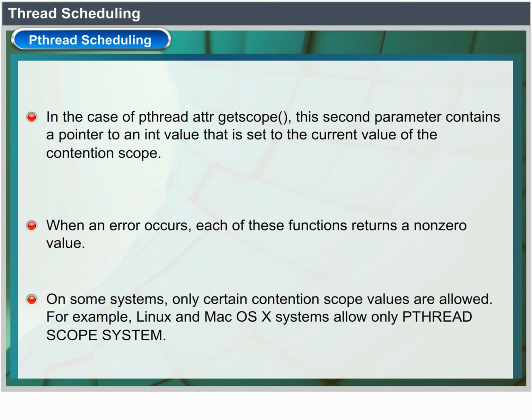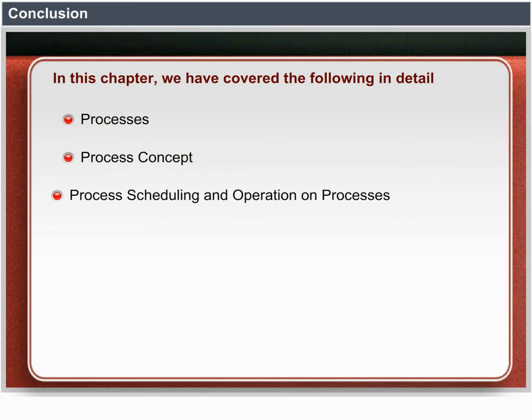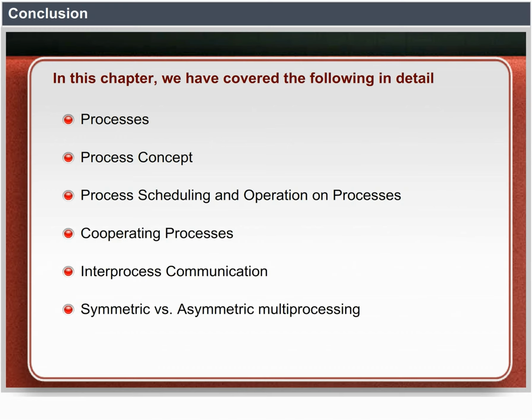Conclusion. In this chapter, we have covered the following in detail: processes, process concept, process scheduling and operation on processes, cooperating processes, interprocess communication, symmetric versus asymmetric multiprocessing, background process, CPU scheduling, process synchronization, deadlock.